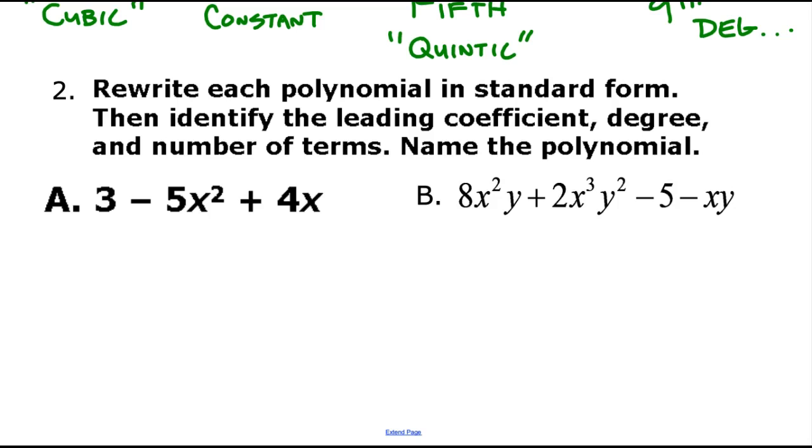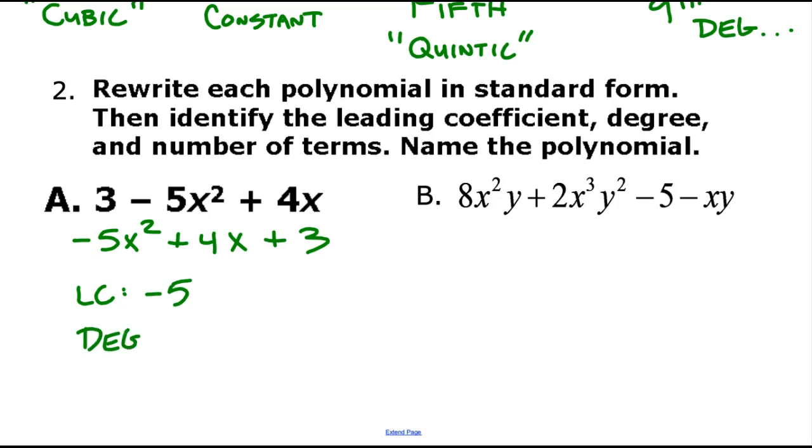So standard has the highest degree terms first, so this would be negative 5x squared plus 4x plus 3. That is leading coefficient, negative 5. Degree is quadratic. And that would be a quadratic trinomial.